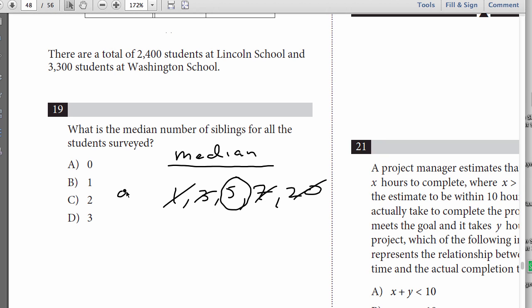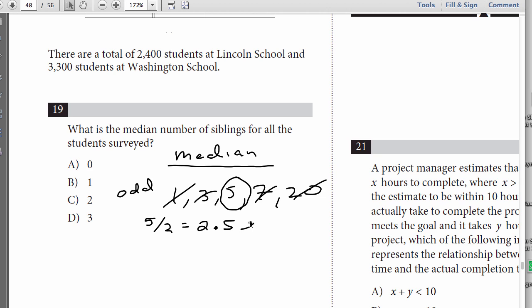So when you have an odd amount of numbers, say we had 5 numbers here, since you got 5 numbers and you want to find the one in the middle, you just divide by 2. Sorry, it took me a second. So 5 numbers, divide by 2. That's 2.5.